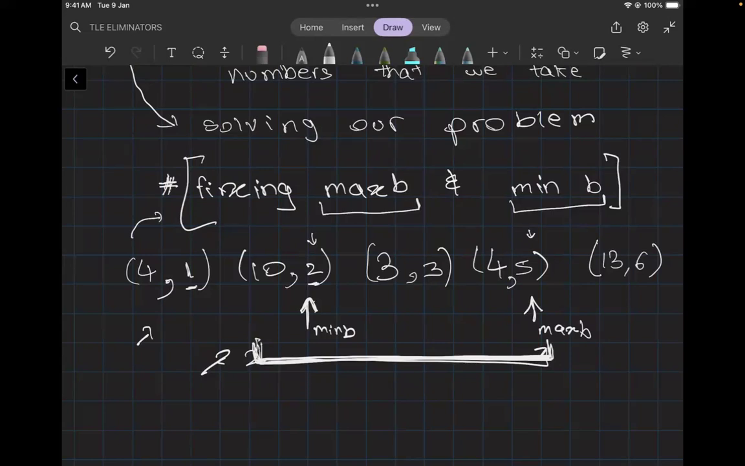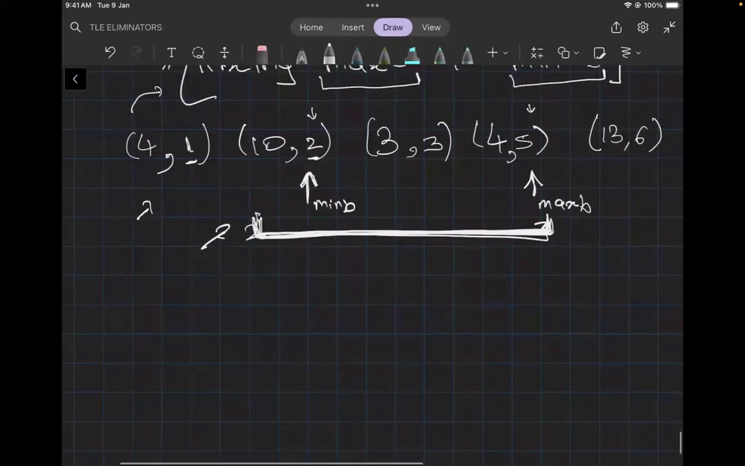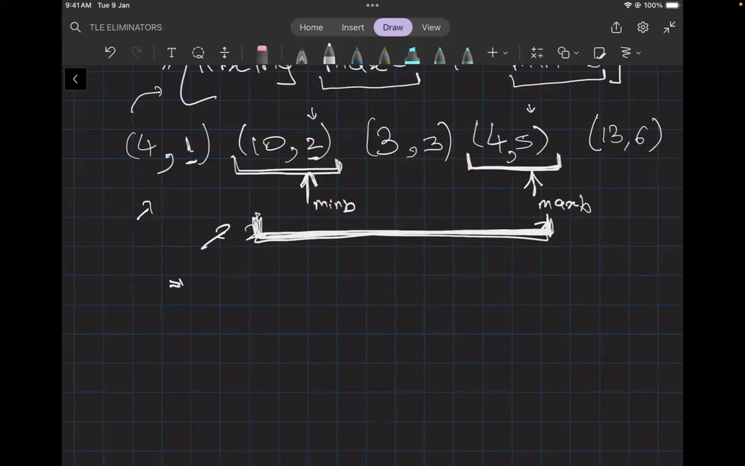Put a yes in the chat if this much is clear. Like if I fix where my min B is, if I fix where my max B is, the elements that I can take is in this range. Okay. Now, these are the elements that I can take. And I have fixed my min B and max B. If I have fixed my min B and max B, I am forced to take these two elements. Just assume that I am forced to take these two elements.